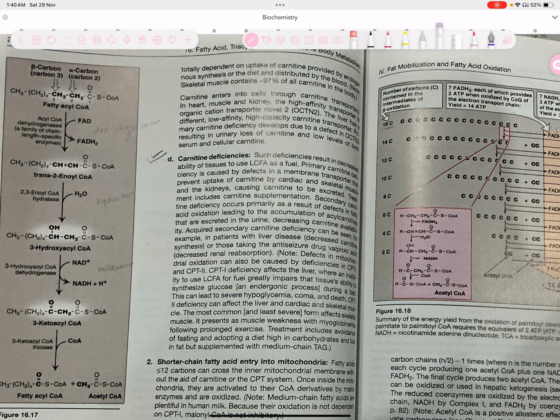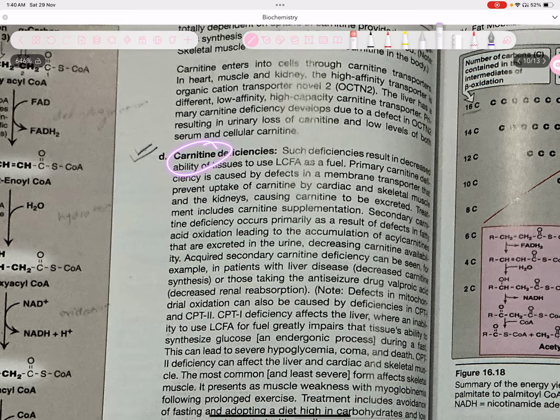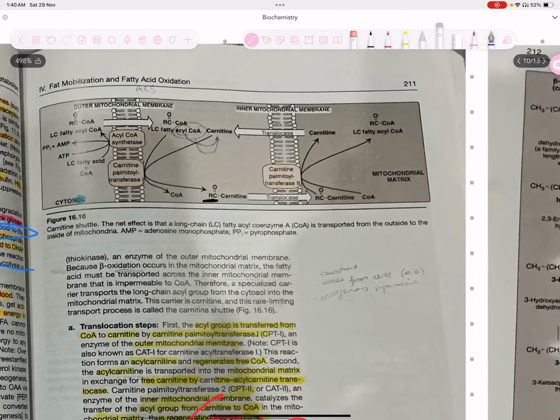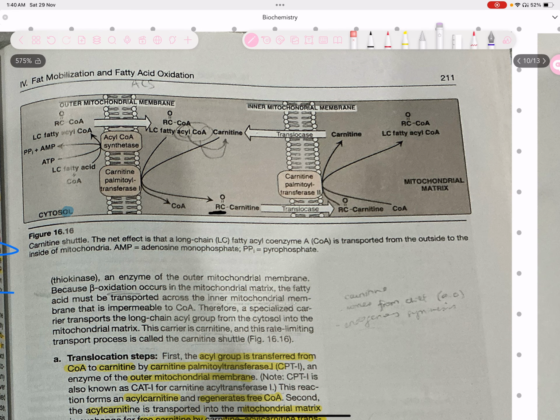Okay, let's quickly cover carnitine deficiency. Now, before doing carnitine deficiency, you need to know about carnitine. What exactly is carnitine? So, quick recap. Carnitine acts like a taxi. Even the name is carnitine shuttle of this concept.